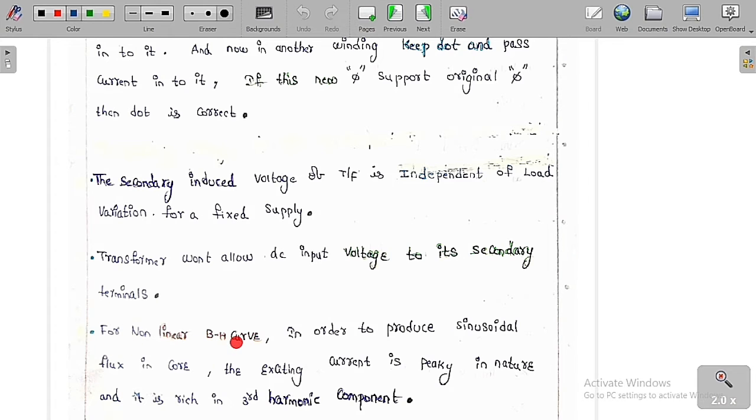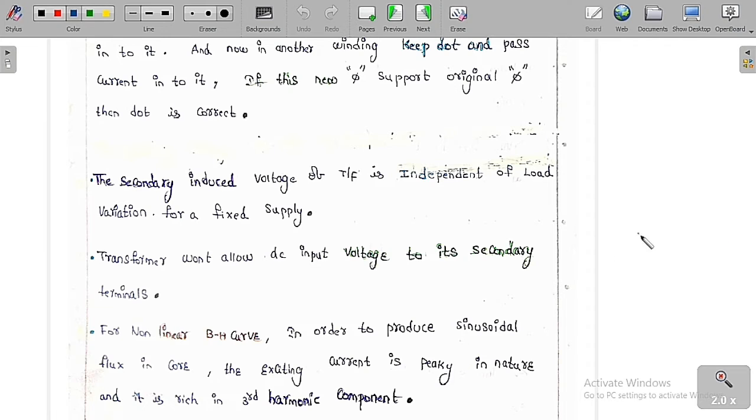For a nonlinear BH curve, in order to produce the sinusoidal flux in the core, the exciting current is peaky in nature and is rich in third harmonic component. These things I've already told you.